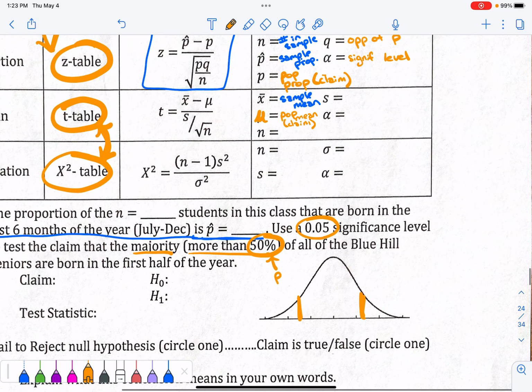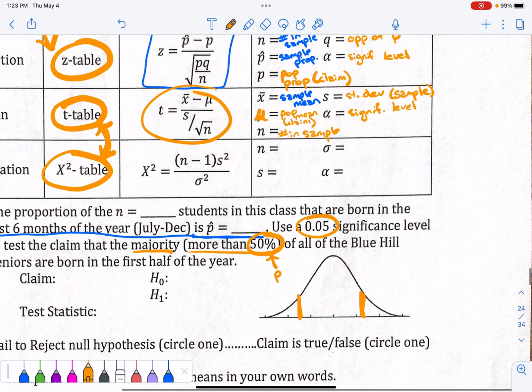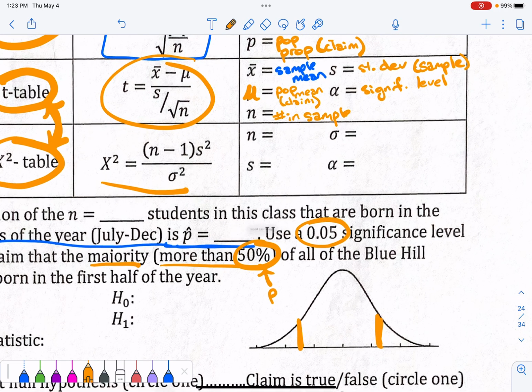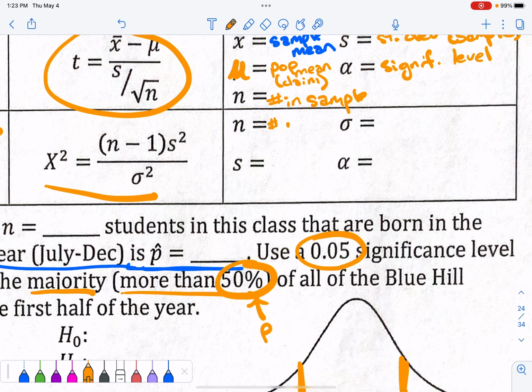N is the number in the sample. S is the standard deviation of your sample. And then your significance level for your alpha value. Okay, that's going to be the stuff that you use in your equation to solve for T. Your chi-squared, this guy, N is the number in your sample. S is the sample standard deviation.